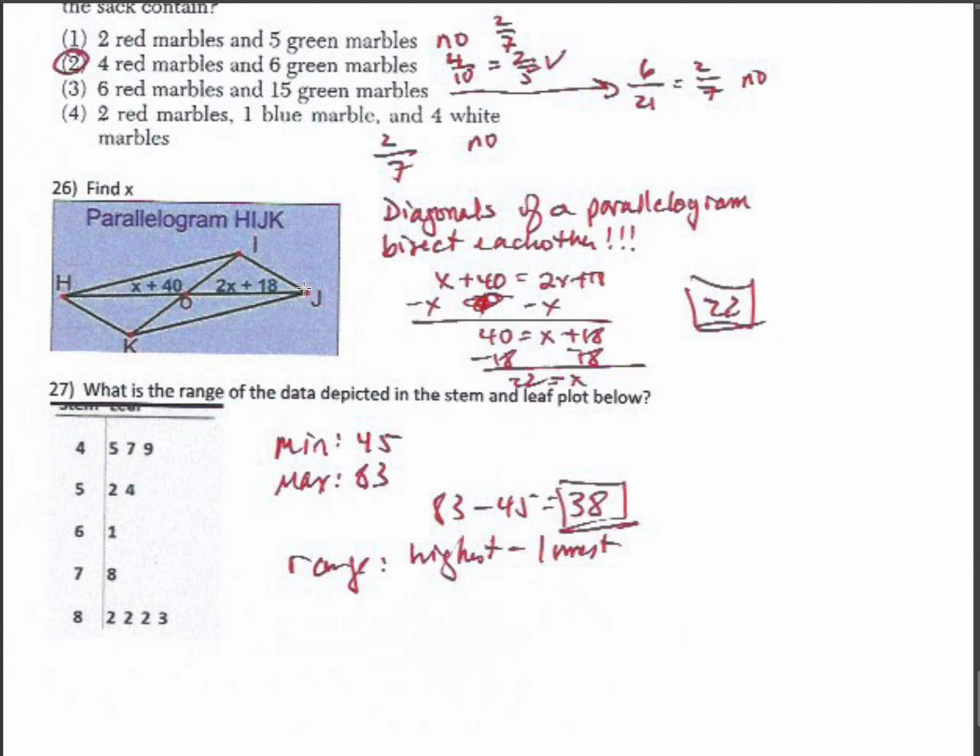All right. Last but not least, what is the range of the data depicted in the stem and leaf plot below? So the maximum score and the minimum score, remember 4 and then that bar line, whatever you want to call it, 5, that means 45. The maximum is 8.3, which means 83. 83 minus 45 is 38 because range is highest minus lowest.